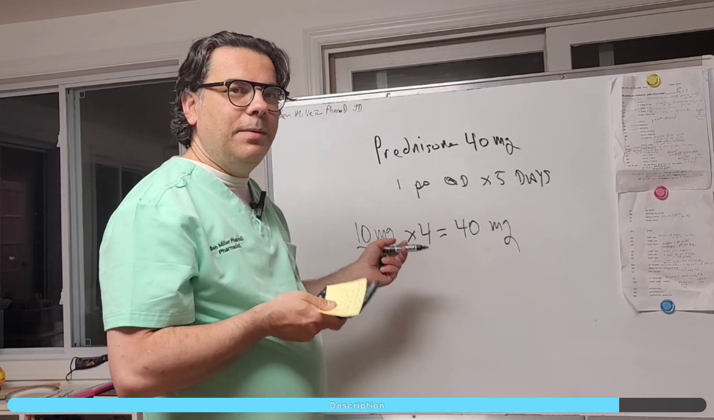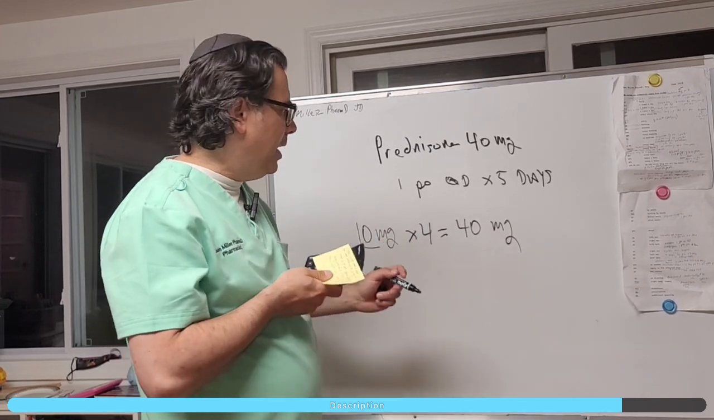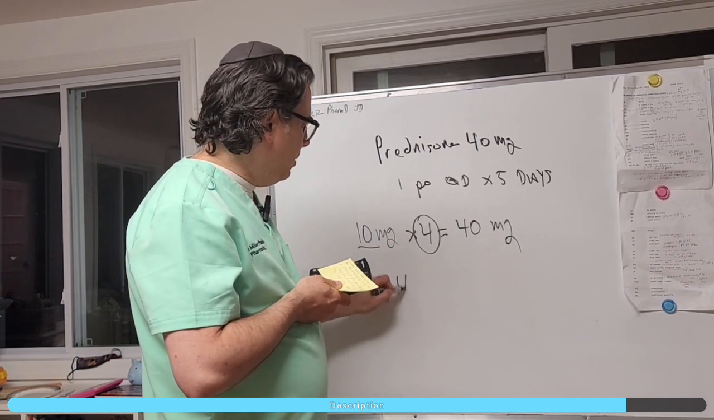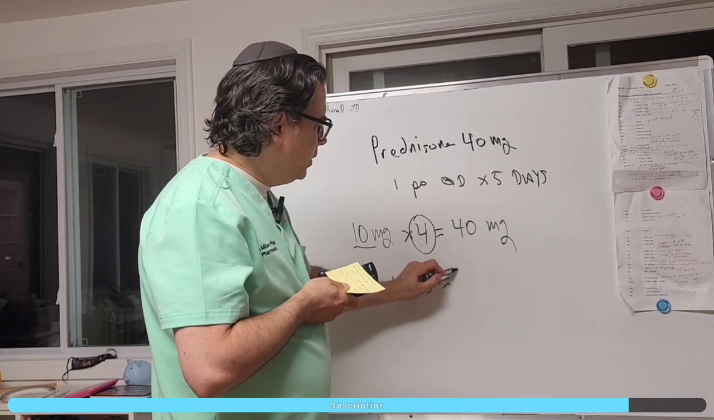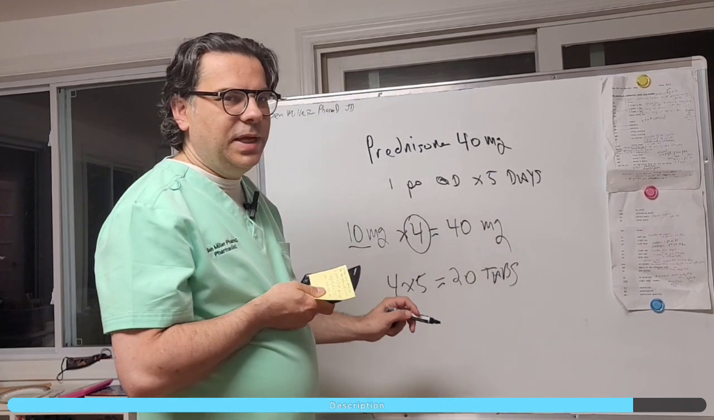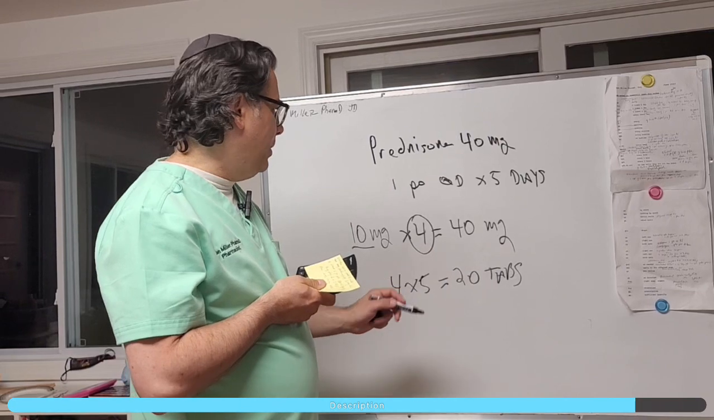So the next question is, how much does the pharmacist have to dispense to give a 5-day supply? If you're taking 4 tablets for 5 days, 4 times 5 is 20. The pharmacist is going to have to dispense 20 tablets.